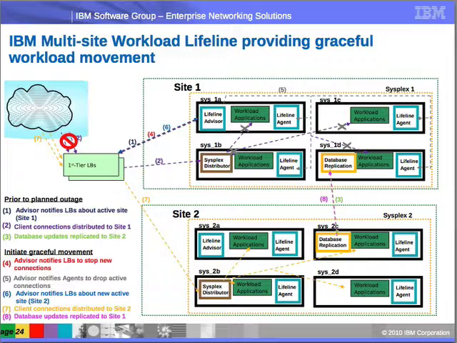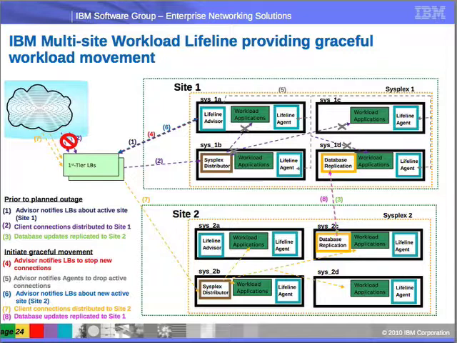You also notice we have Lifeline agents running on every LPAR, and on at least one LPAR you have database replication, capturing database updates and sending them over. So prior to a planned outage, what do we have? The advisor notifies the load balancers that, in this example, the workload is active in Site 1. So Site 1 is where all the workload updates happen.